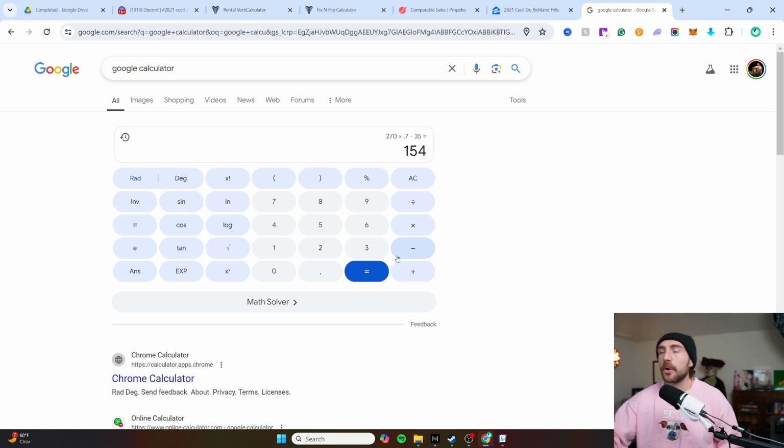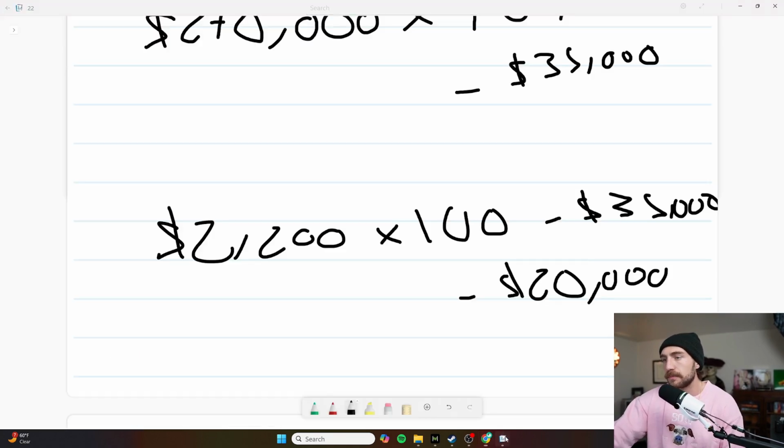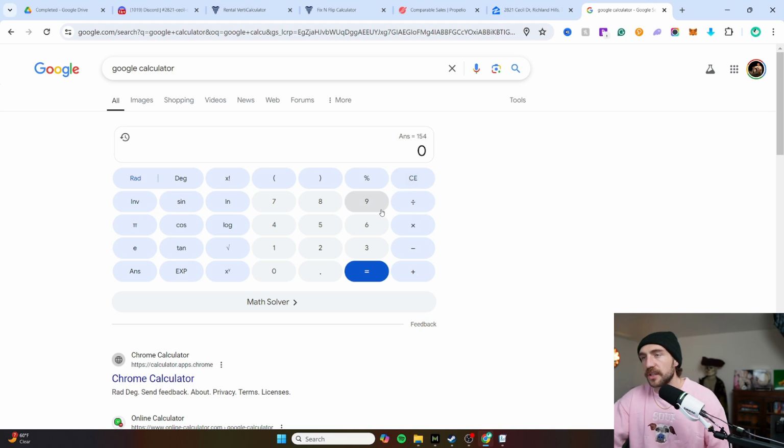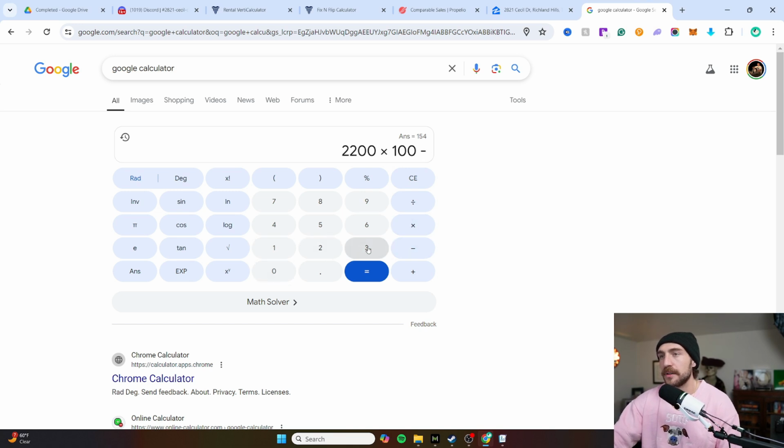Let's also underwrite this as a rental. So where are we at with the rental, guys? Well, we were at 2,200 times 100 minus 35,000 minus 20. I know that's a mouthful. You do this enough, it all becomes second nature, guys. I'm not a genius. So 2,200 times 100 minus 35,000 minus 20,000. Again, I'm just doing this all live.